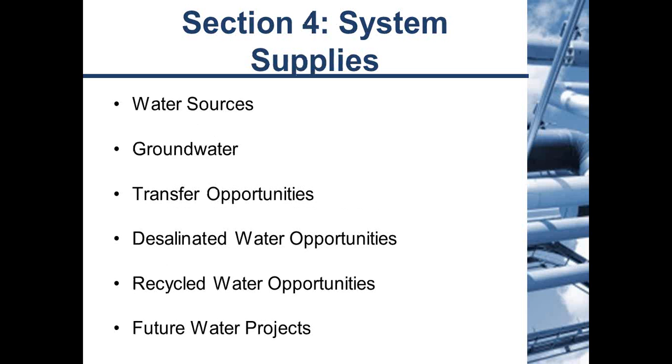Section 4, we want to identify system supplies, and this is to quantify the existing and planned sources of water available to the supplier. We want to indicate whether the supplier directly obtains its groundwater. If it does, then this part will be applicable. If not, then we don't include the groundwater portion in the urban water management plan.